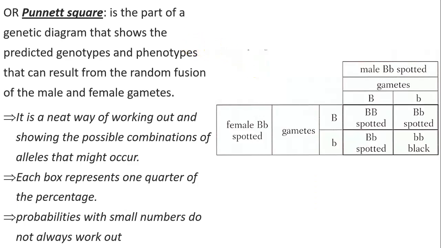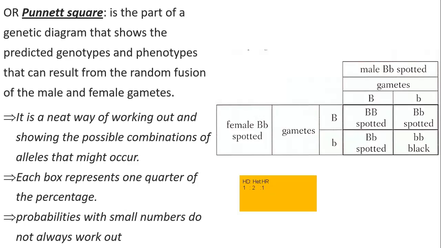What about the ratio? How do we calculate it? Again, each square represents 1 out of 4. So if we're going to make the ratio, we will do first the 3 categories that we have, which are homozygous dominant to heterozygous to homozygous recessive, which will be only 1 homozygous dominant to 2 heterozygous to 1 homozygous recessive. So these are the genotypic ratios.